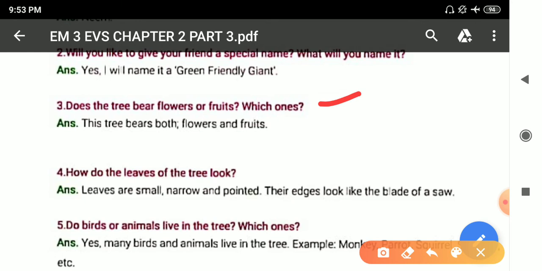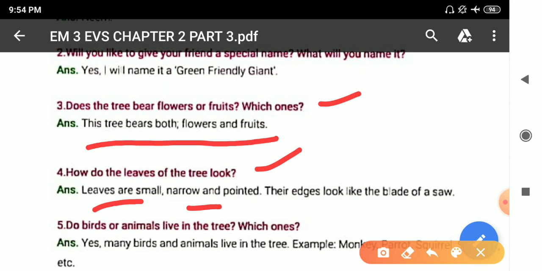Does the tree bear flowers or fruits? Which ones? This tree bears both flowers and fruits. So it even happens that your tree doesn't bear flower or fruit. It might happen, but usually trees have flowers and fruits. Okay. So now we'll move forward to fourth one. How do the leaves of the tree look? Leaves are small, narrow and pointed. Their edges look like a blade of a saw.